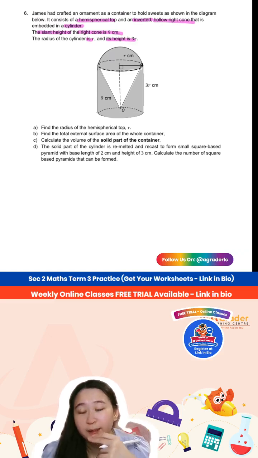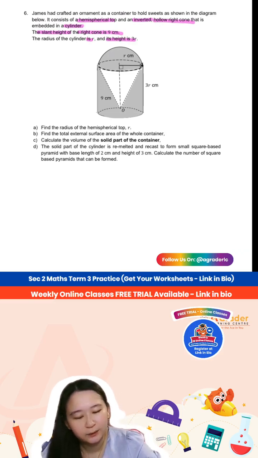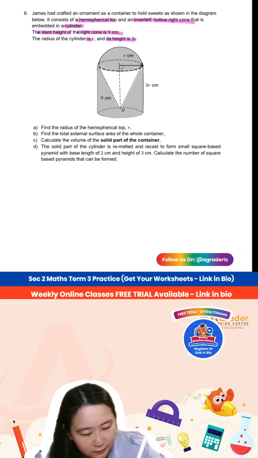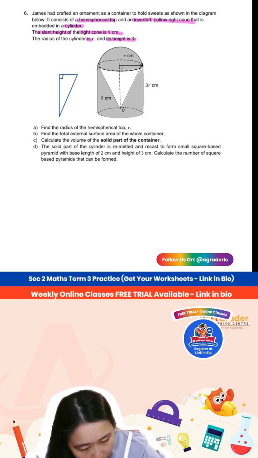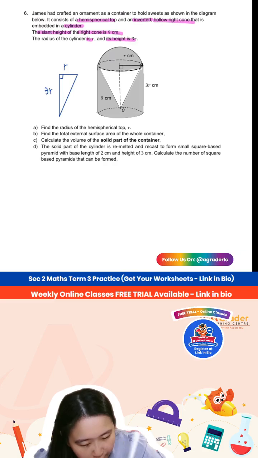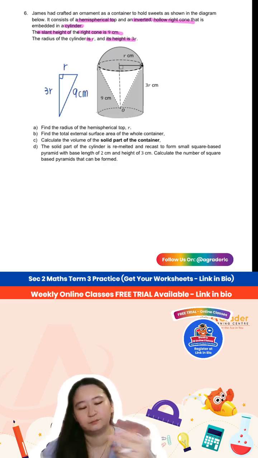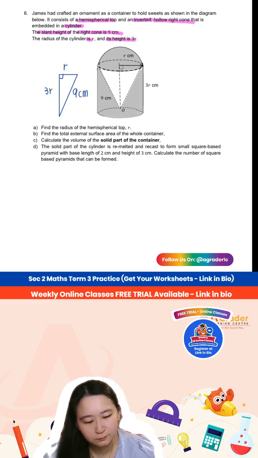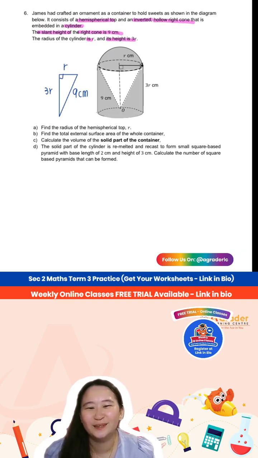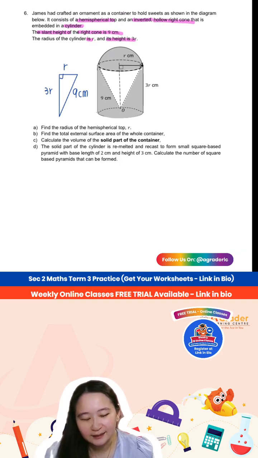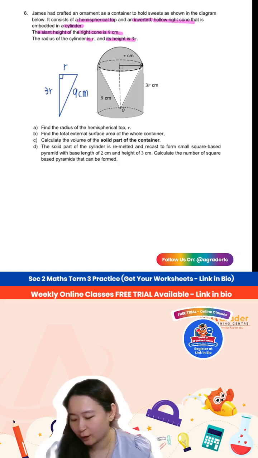Okay, so we can use Pythagoras theorem to help us. We can see this triangle here, this inverted right angle triangle. We know here is r, here is 3r, and here is 9 cm. So you can form an equation using Pythagoras theorem. It'll be very easy for you when you're in Sec 2, because you know what Pythagoras theorem is already. We can form an equation and then find the value of r.